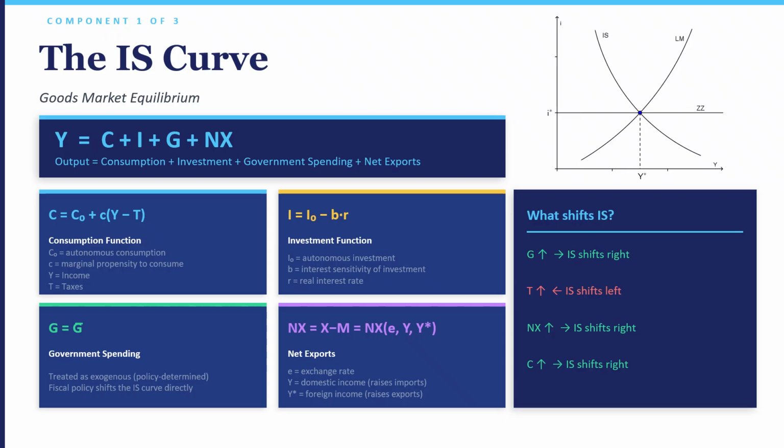A weaker exchange rate would boost exports, and higher domestic income would raise imports because consumers have more money to spend, and therefore they'll be importing more goods, and vice versa for foreign. So if foreign consumers have more income to spend, they will import more goods from our country, which are our exports. And then when you substitute all four components into the equilibrium condition, you get the IS curve, and that is a downward sloping relationship between r and Y, or interest rate and output.